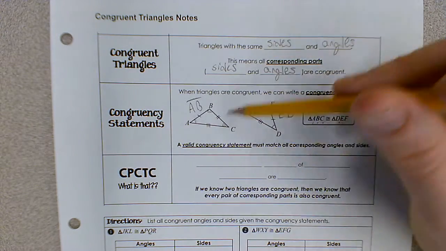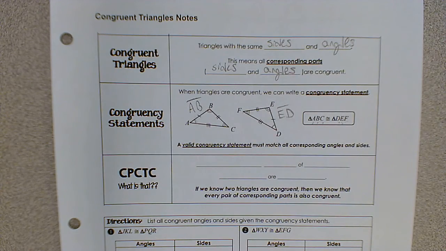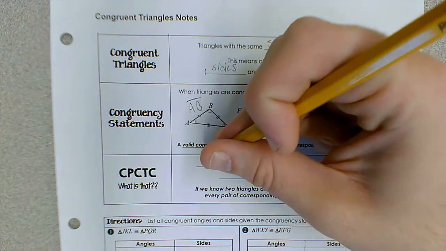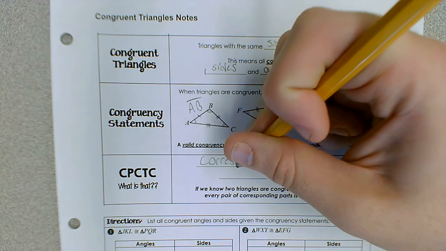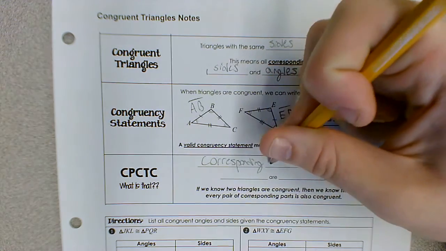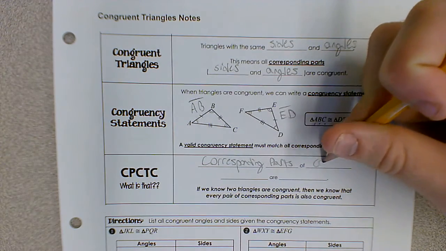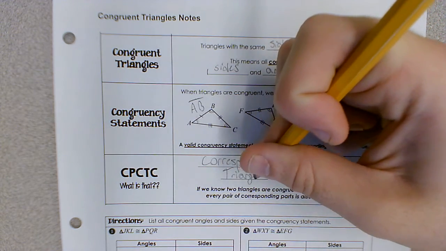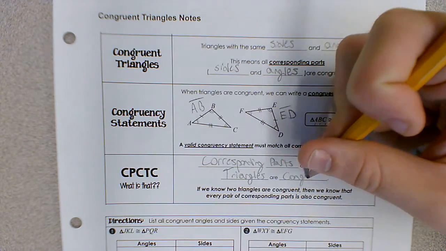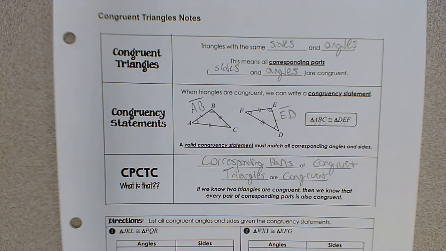So we can use this information to help us with this idea called CPCTC. Now, that's a mouthful. I'm going to tell you what this acronym stands for, but I really prefer to use the intuition. Basically, this stands for corresponding parts of congruent triangles are congruent. Two parts in the same position of two congruent triangles are the same.